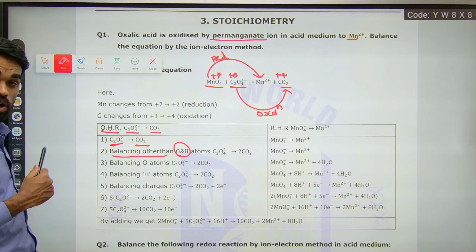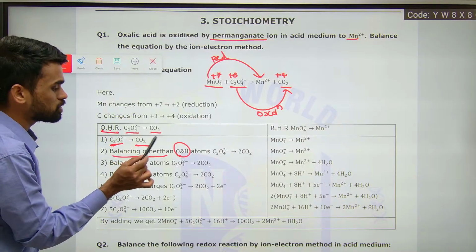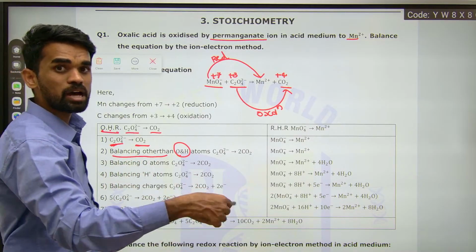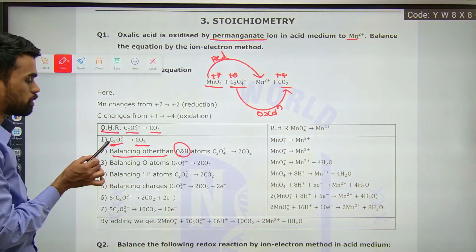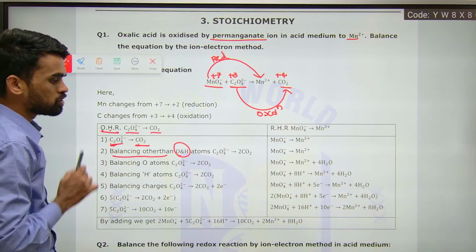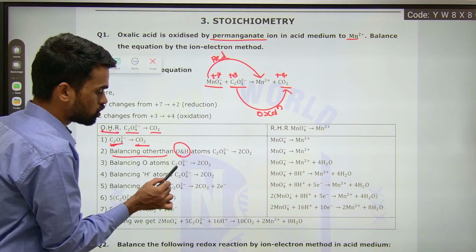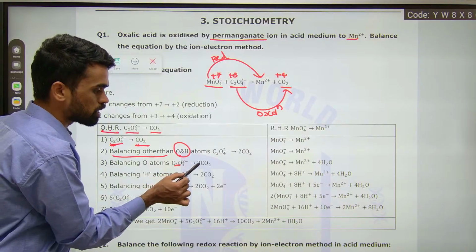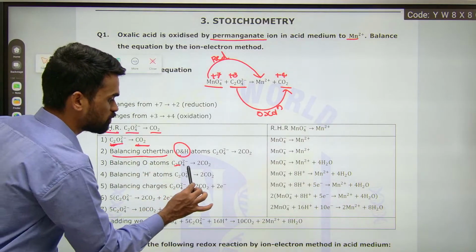Balanced carbon. Now how can we balance? Multiply with a suitable integer wherever the carbon atoms are less. See here, 2 carbons are there, product side only 1. So multiply the product with 2. So C2O4 2 minus becomes 2CO2. That's it. This is the first step.